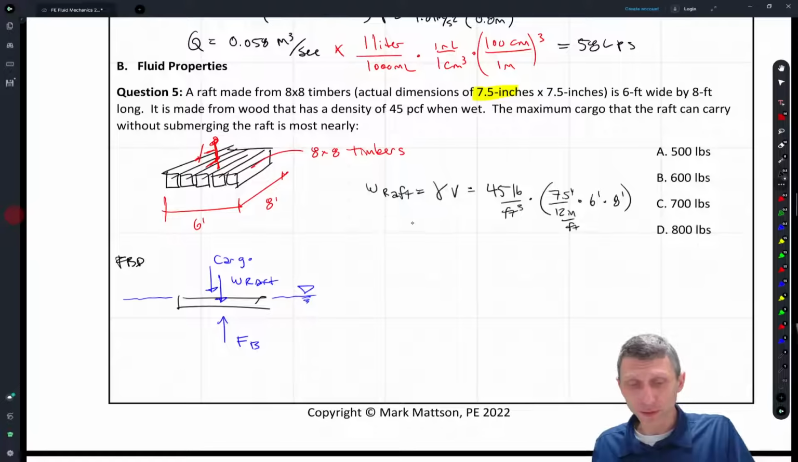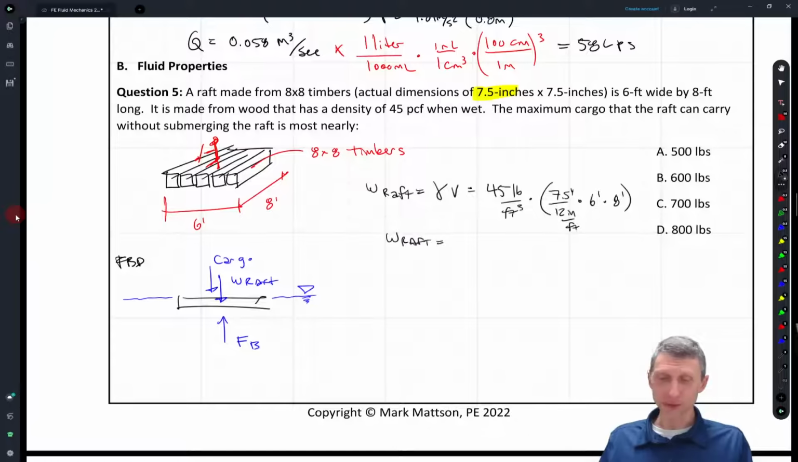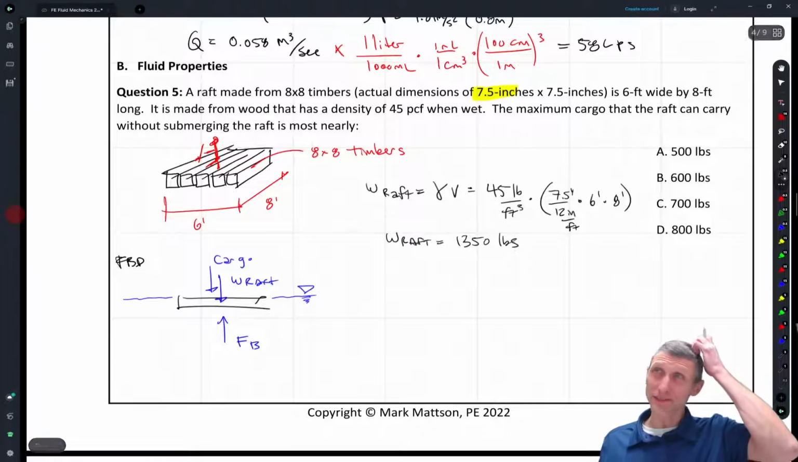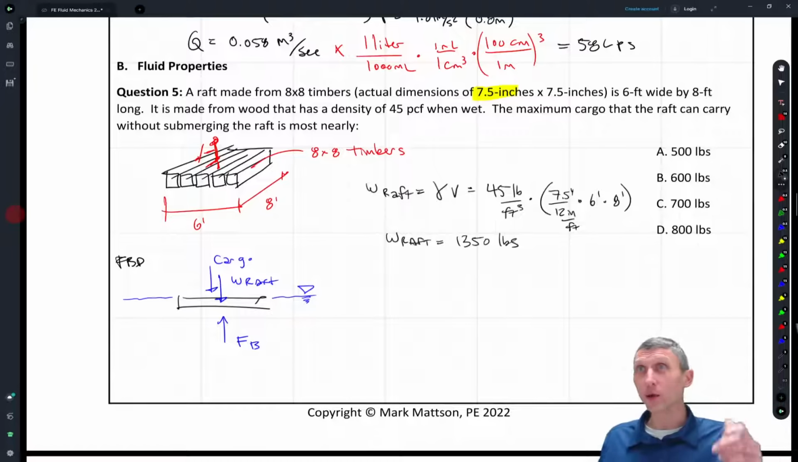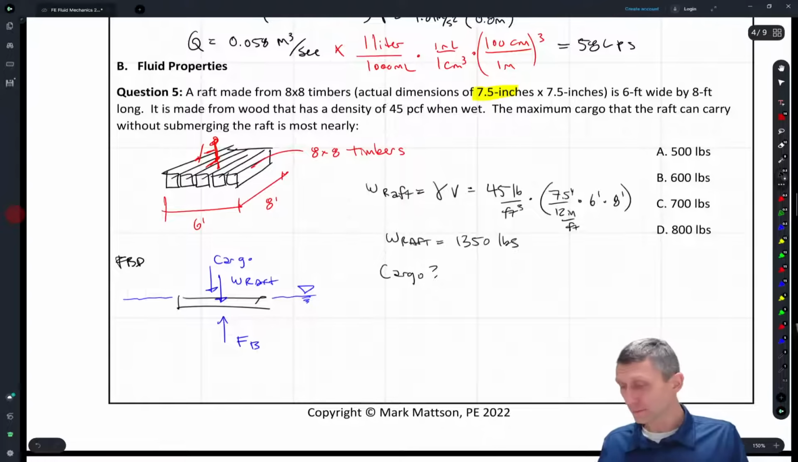And if we do that, we get the weight of the raft equal to 45 times 7.5 over 12 times 6 times 8, and I got 1,350 pounds. So I hope you're not trying to lift that by yourself. I hope you have some friends, or you build it in the water. Probably better yet, build it in the water, lash it together and make it work.